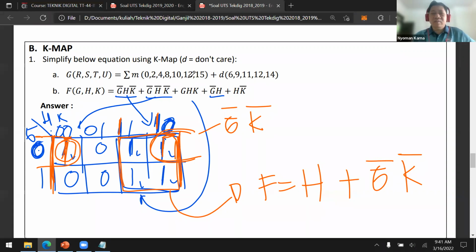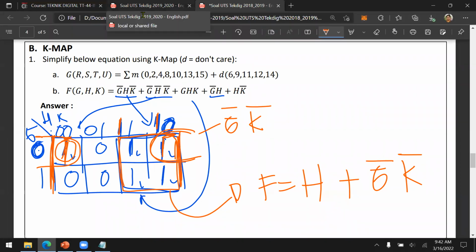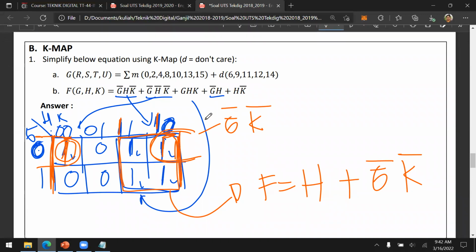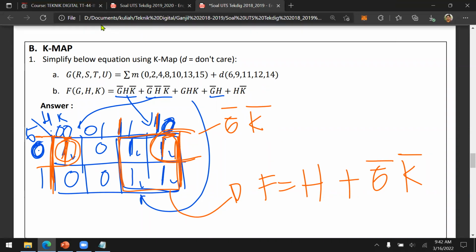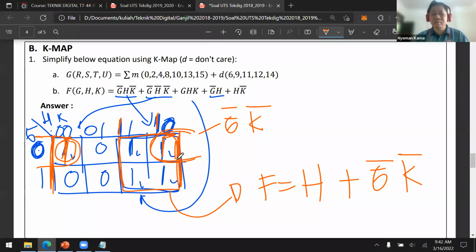Okay, any questions so far about K-map? Sorry, sir. I get confused about finding the result, this H one. Which one? I get confused to find the result, sir. Okay, the H, yeah. How about identifying the group? No question? No, sir.